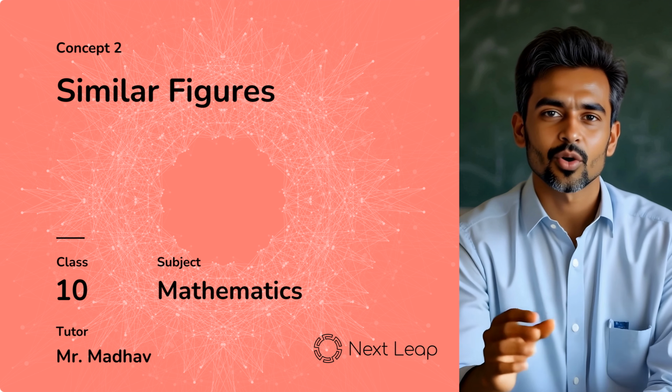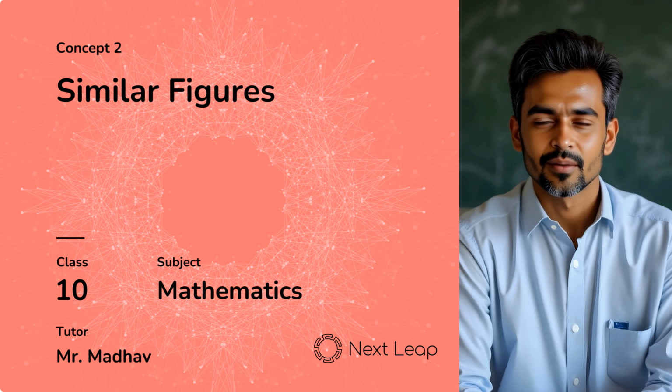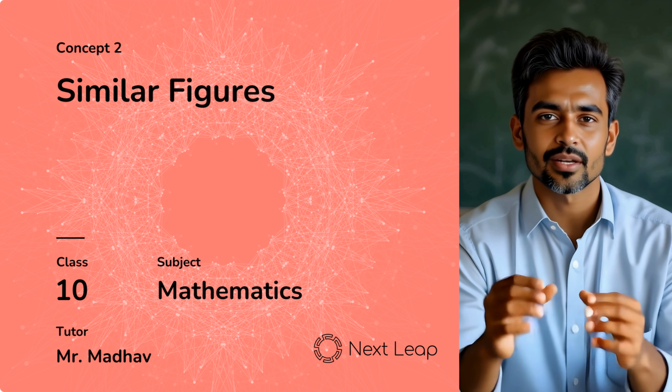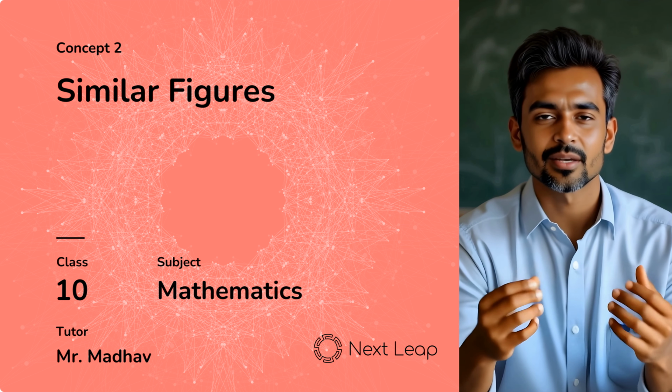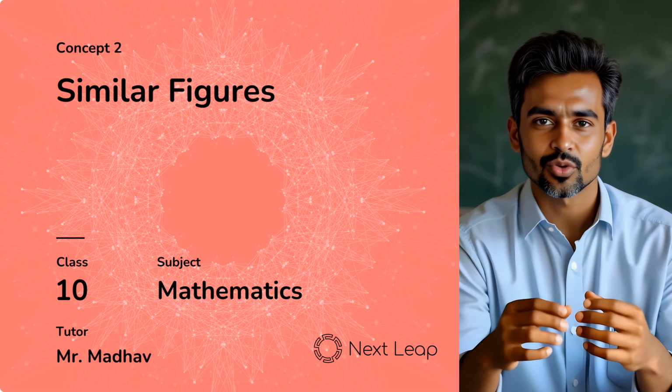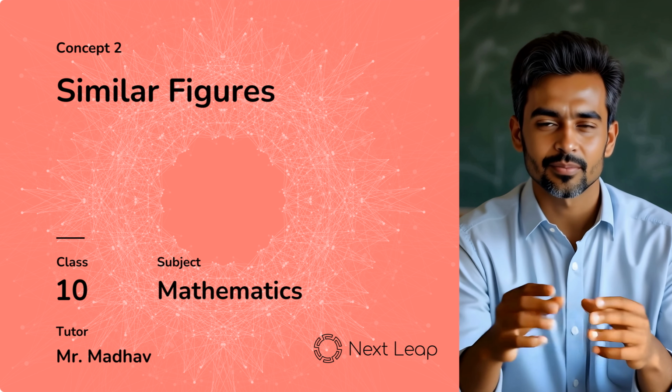Remember, every congruent figure is also similar, but not every similar figure is congruent. Congruence is like being twins, similarity is like being cousins who look alike but differ in height.